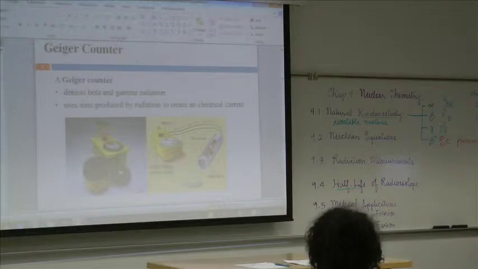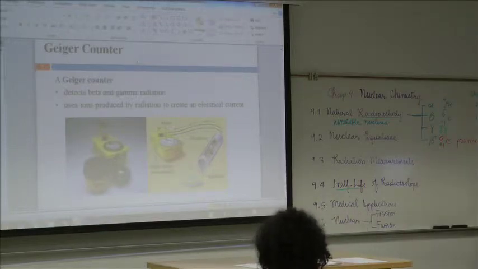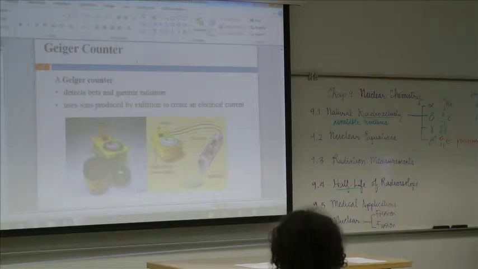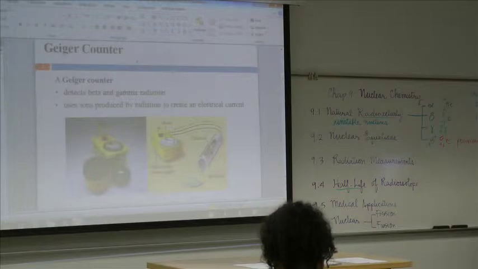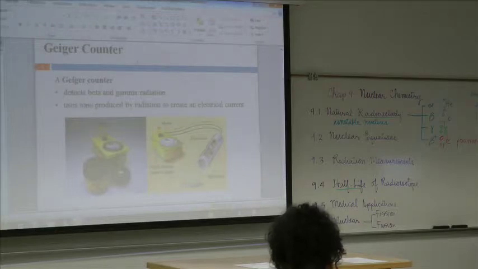But what I'm more interested in is the natural radioactivity that's seeping out of the Earth's crust, mainly radon. When we were in California, there was lots of radon coming up, actually radiation coming out of the crust. In Florida, because we're mostly limestone and so forth, we don't have much radon coming out of our land. So a Geiger counter detects beta and gamma through the ions produced by the radiation.